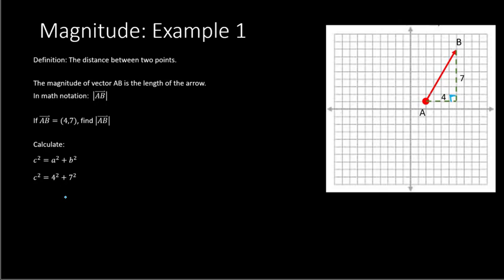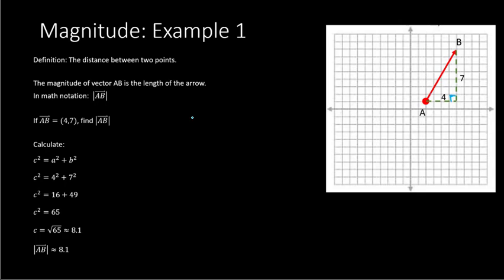Then you solve it, you get 16 plus 49, which gives you 65. So c squared is 65, which makes c the square root of 65, which is approximately 8.1. So the magnitude of vector AB, we would say, is 8.1. That is the distance from point A to point B.